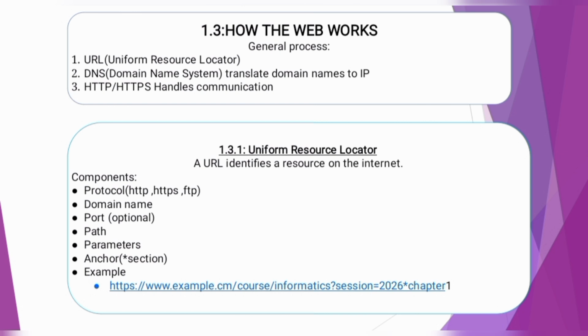4. Path: the directory structure on the server leading to the resource. 5. Parameter: key-value pairs for passing data to the server. 6. Anchor: points to a specific section within the resource.